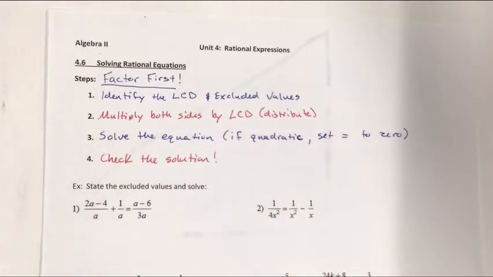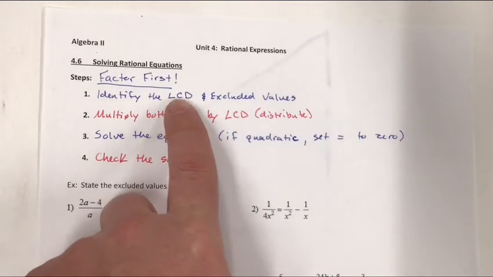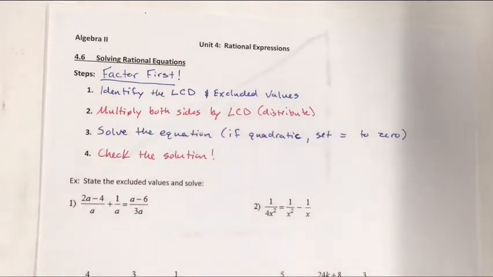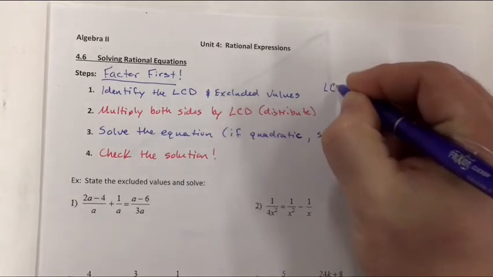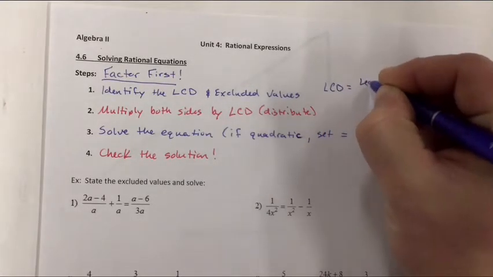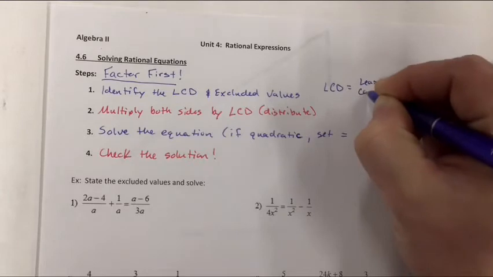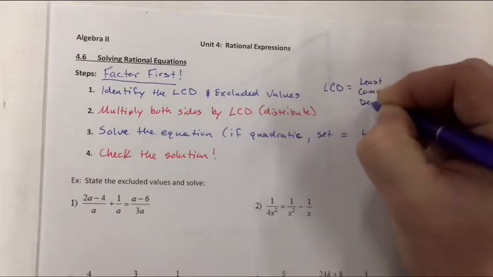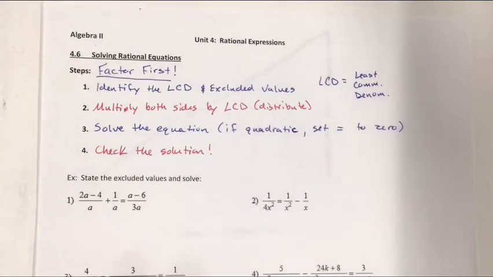We want to identify the LCD. LCD is least common denominator. In fact, if you want to write that down, that'd be a good idea. Least common denominator. All right, we've been doing that with some of the other simplification lessons we've talked about so far.